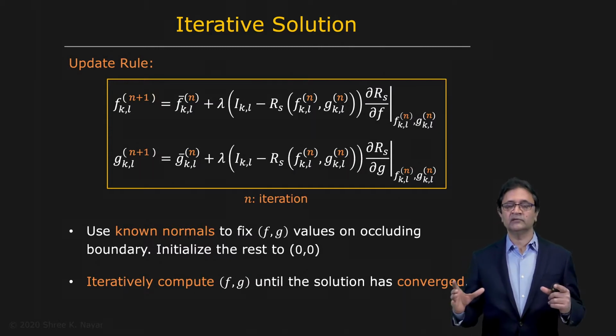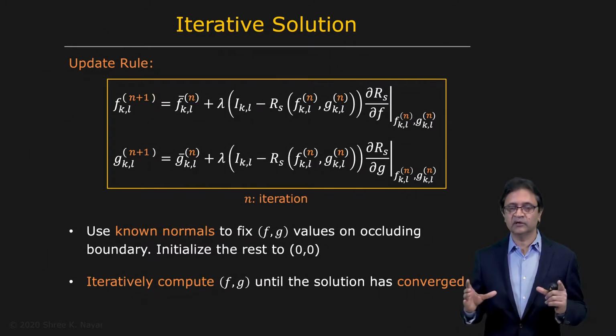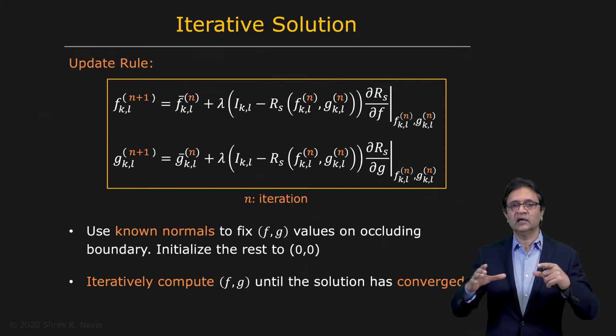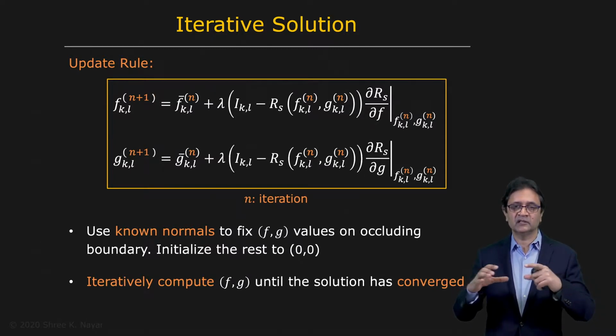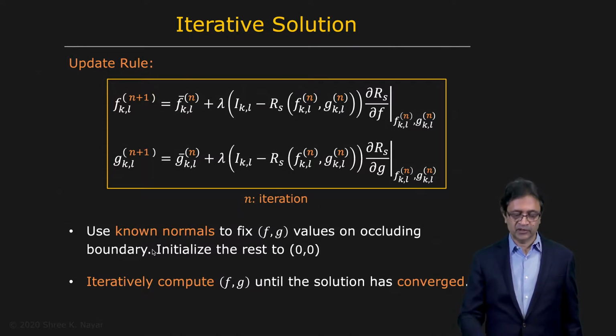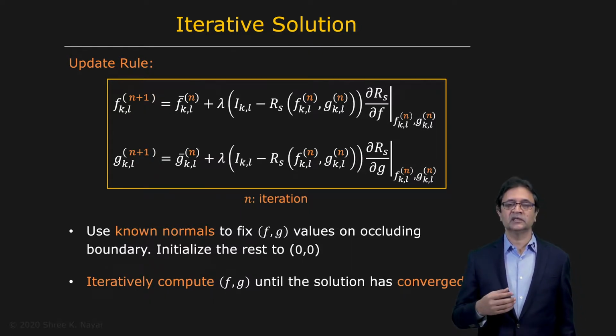But since you have non-zero values in the occluding boundary, and you're going to insist on keeping them the same, those values are going to start getting propagated into the insides of the object. And slowly, the f and g values will then begin to converge. That's the hope here. So you're going to use the known normals to fix fg on the occluding boundary. You can perhaps initialize everything else to 0, 0, and then you iteratively compute fg until the solution has converged.